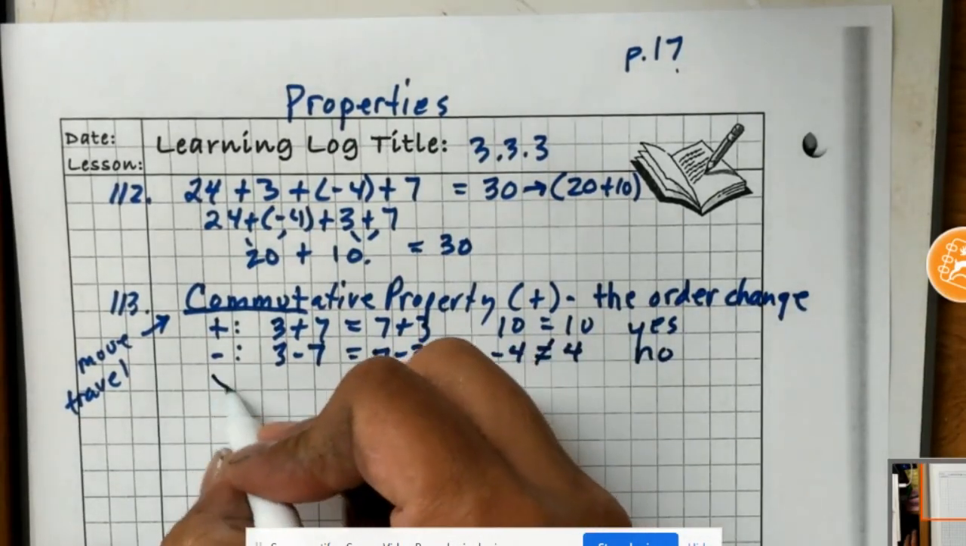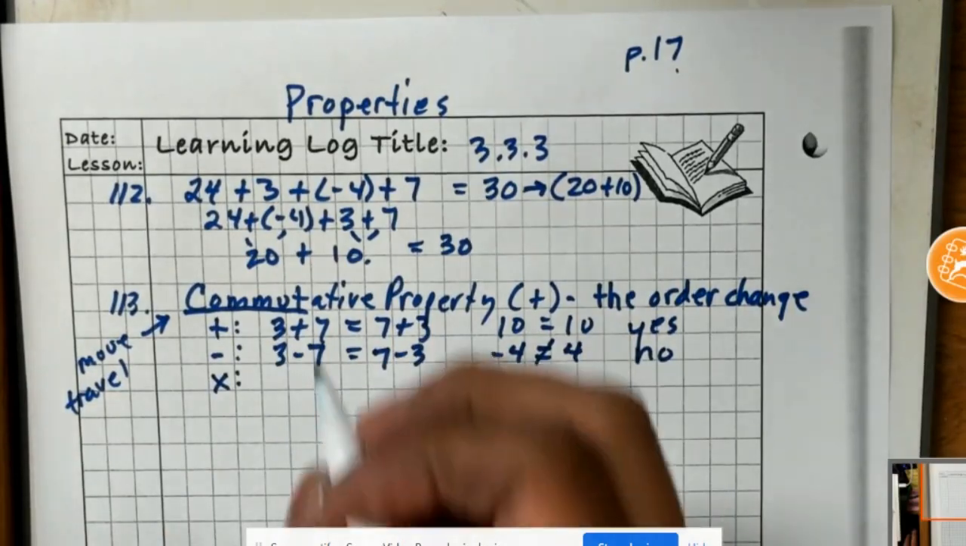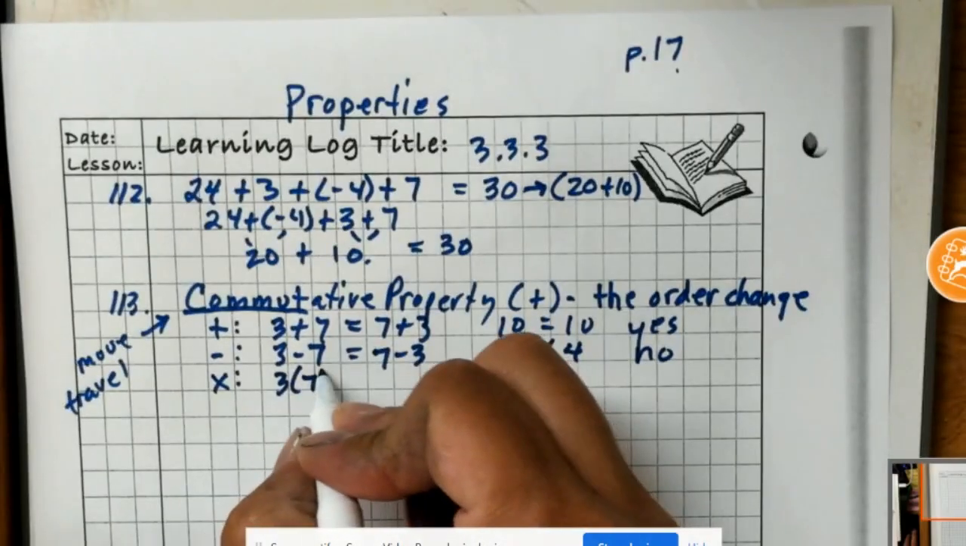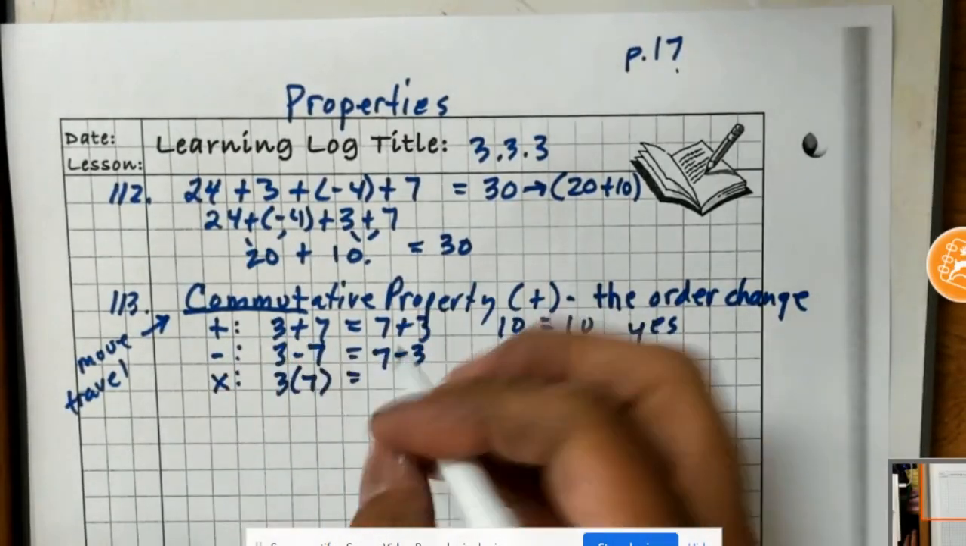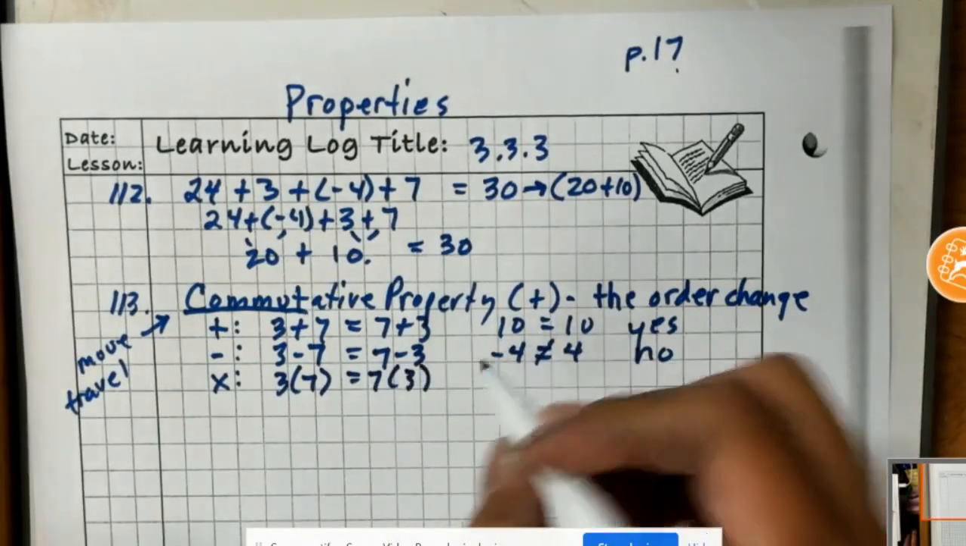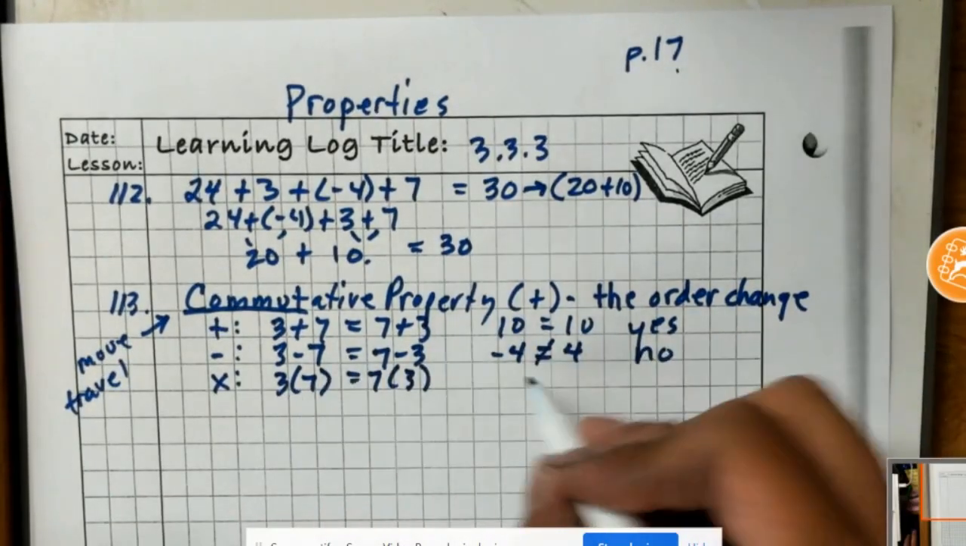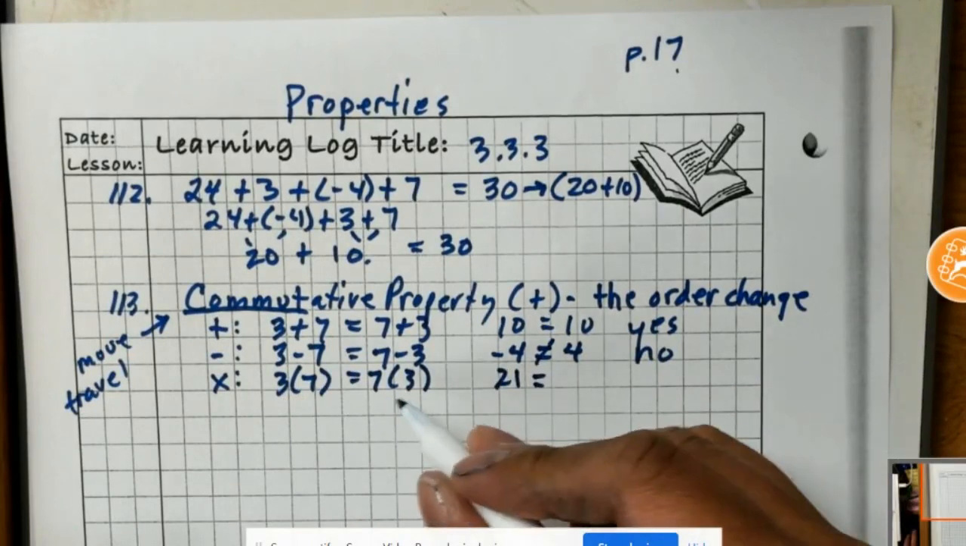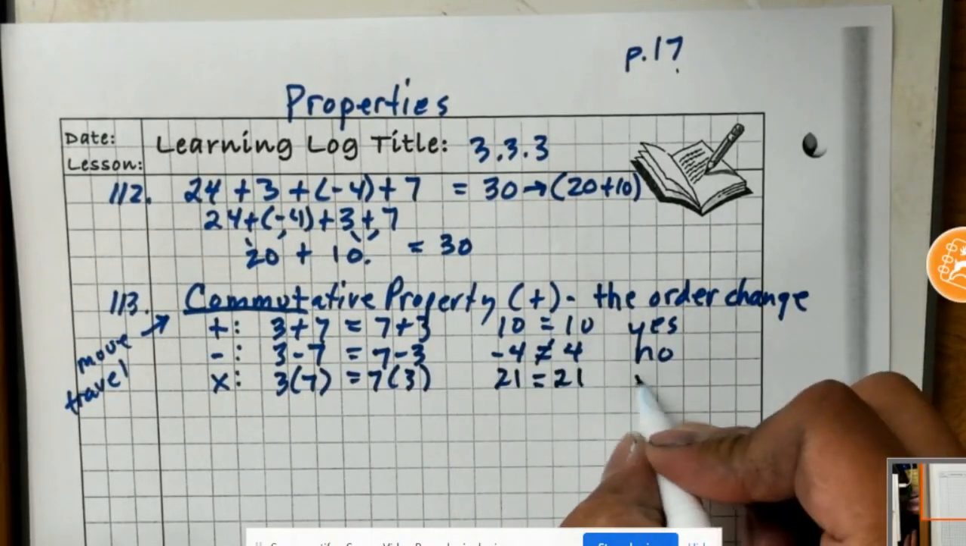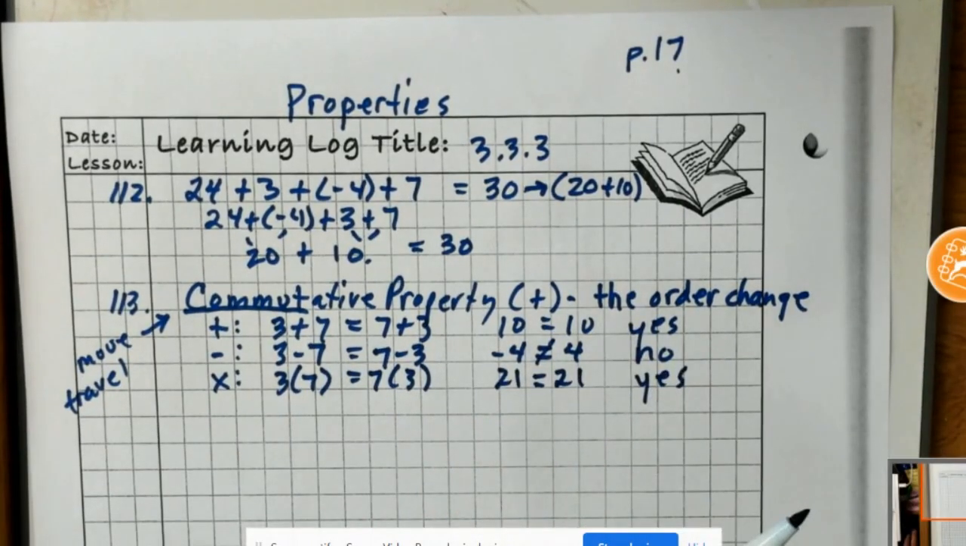So we talk about multiplication. Let's do same numbers. 3 times 7. Let's change the order. 7 times 3. Are those equal? 3 times 7 is 21. 7 times 3 is 21. So yes, those are commutative.